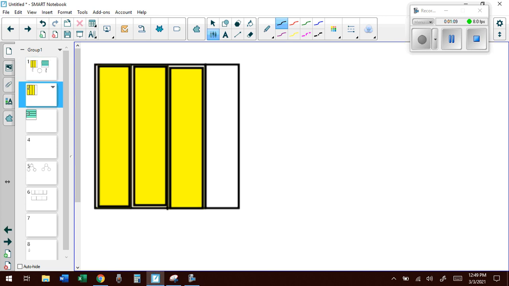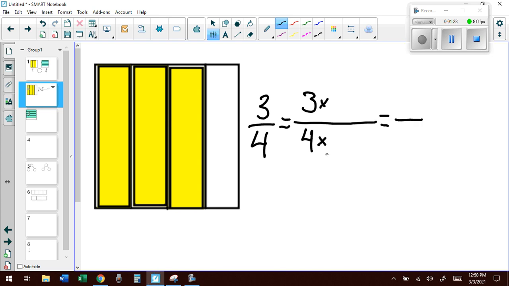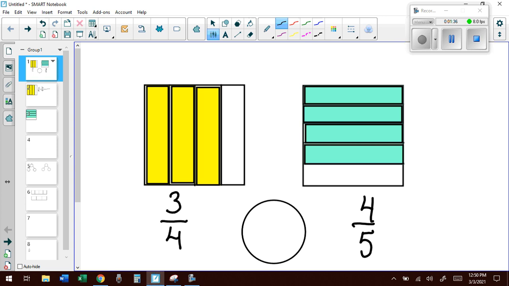So we're going to zoom in on 3/4 a little bit. I have 3/4, and I want to find an equivalent fraction to 3/4. But the denominator needs to be both a multiple of 4 and a multiple of 5. Now, a very good way of finding your common denominators is to multiply one denominator by the other.